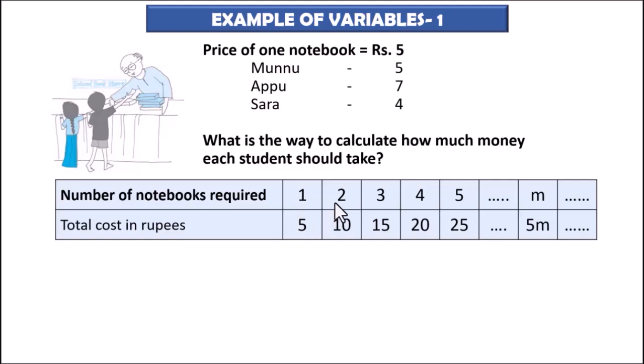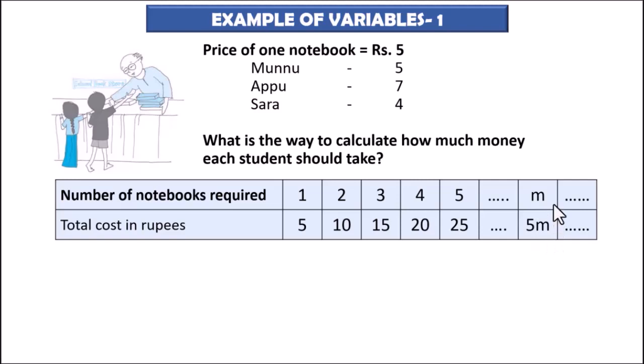When we require 2 notebooks, the cost will become twice, that is 2 into 5, that is 10. When we want 3 notebooks, the cost will become 3 into 5, that is 15. Similarly, for 4 notebooks, 4 into 5, 20. For 5 notebooks, 5 into 5, that is 25. So for m notebooks, we will require 5 into m, that is 5m.